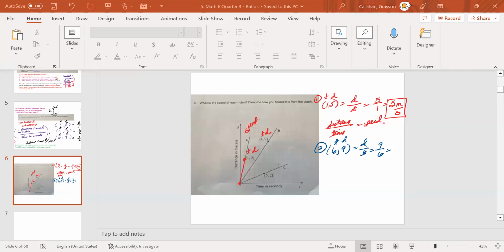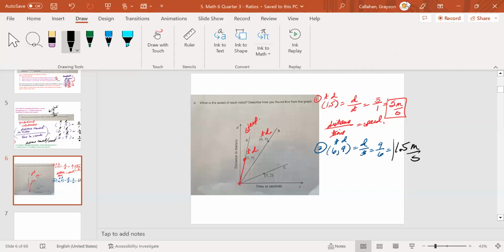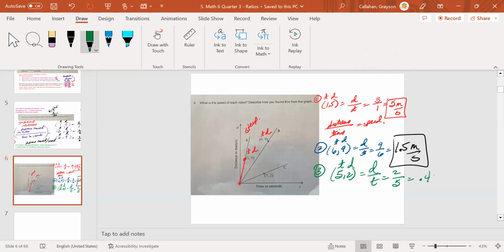Okay, so going back to this, 1.5 meters per second, right? That's the speed of the second robot. The third robot is going to be 5 comma 2. Remember, this is time, this is distance. Distance over time equals speed. So 2 over 5, right? Which I think we determined was 0.4 meters per second, right?